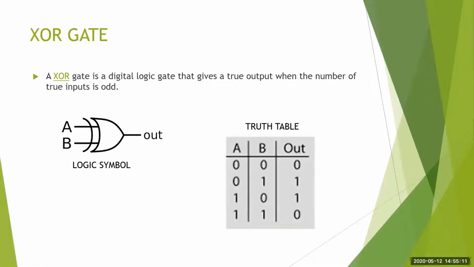Talking about the XOR gate, a XOR gate is a digital logic gate that gives a true output when the number of true inputs is odd. The logic symbol for the XOR gate is as shown here. Now, looking into the truth table for a XOR gate, we can see that the output of a XOR gate is equal to 1 when the number of true inputs is equal to 1.